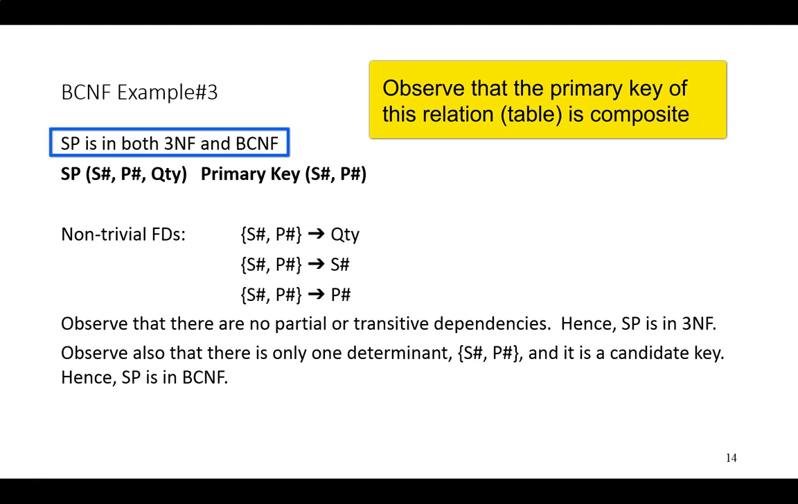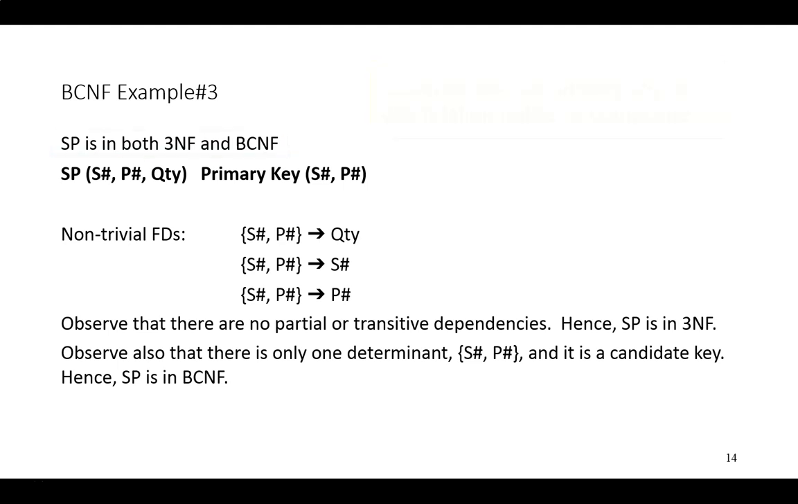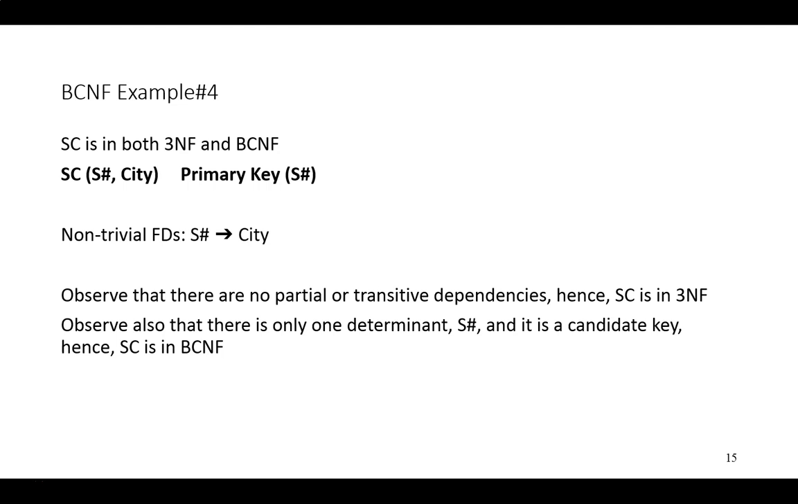There is only one determinant, S number, P number. It is a candidate key. Hence, SP also satisfies the requirements for Boyce-Codd normal form. Let's consider another example.